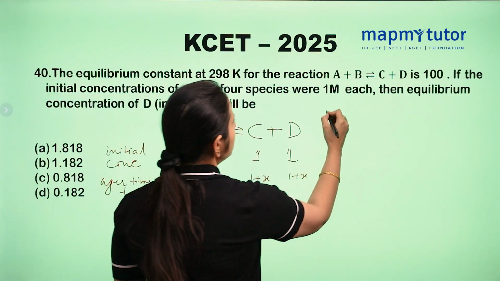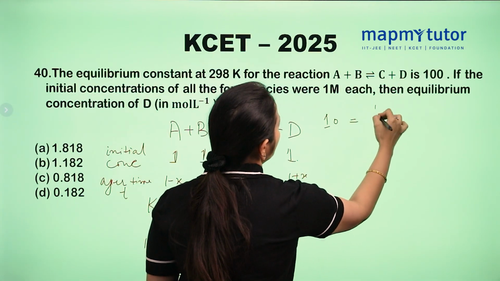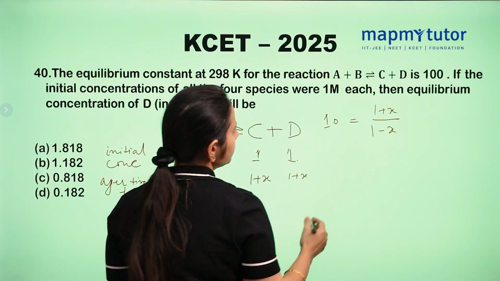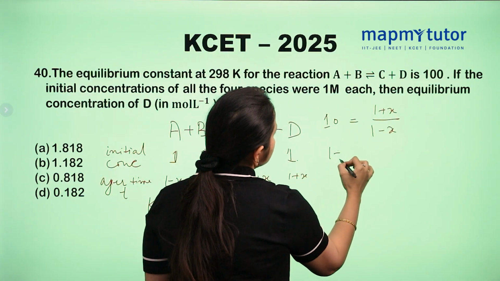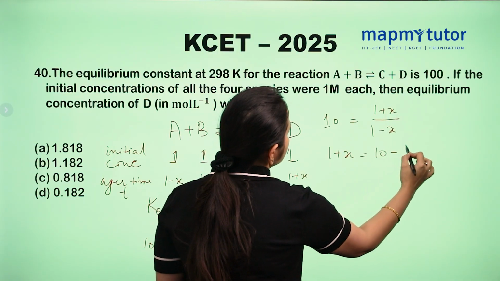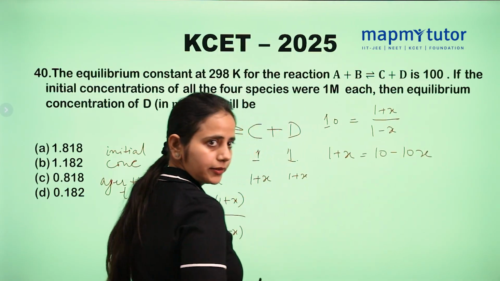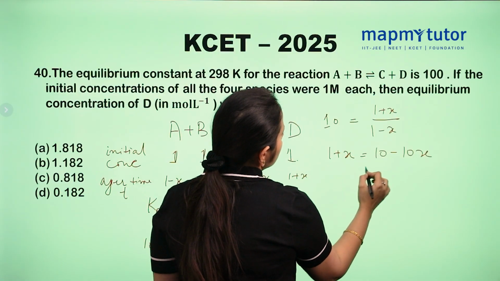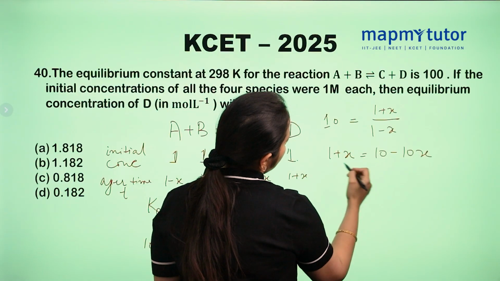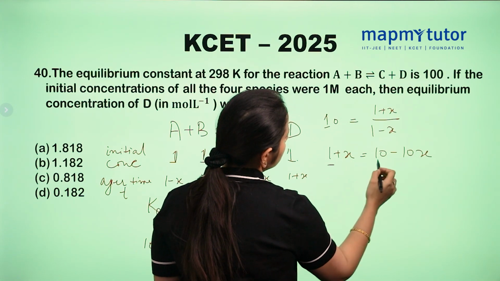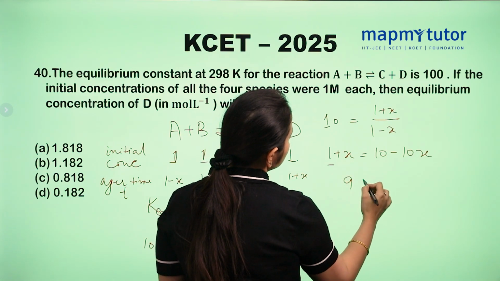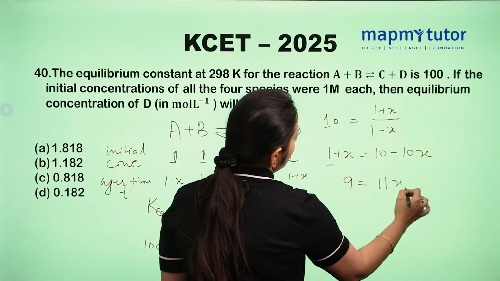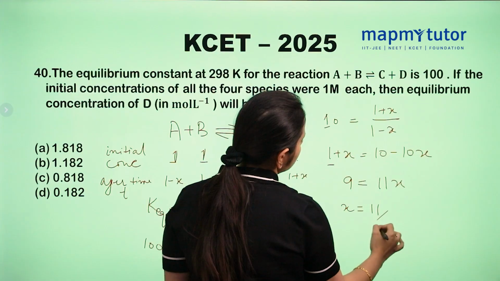So, it comes out to be 10 is equal to (1 plus x) over the square root of (1 minus x). Okay. So, 1 plus x is equal to 10 minus 10x, right? On rearranging these terms, it will be 9x, we will give this 1 to this, so it is 9 is equal to 11x. So, x will be 9 by 11.